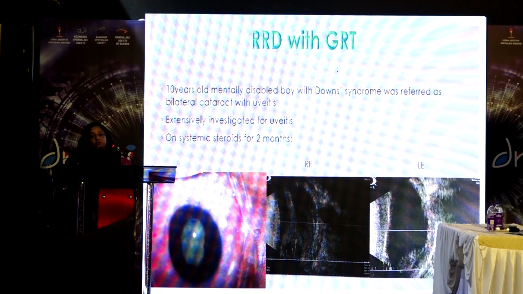And this was a 10-year-old mentally challenged boy who was referred as a case of bilateral cataract with uveitis, extensively investigated for uveitis, and was treated for 2 months for uveitis. And when we saw this child, he was having a closed funnel retinal detachment in the right eye, and the B-scan in the left eye shows an inferior RD.